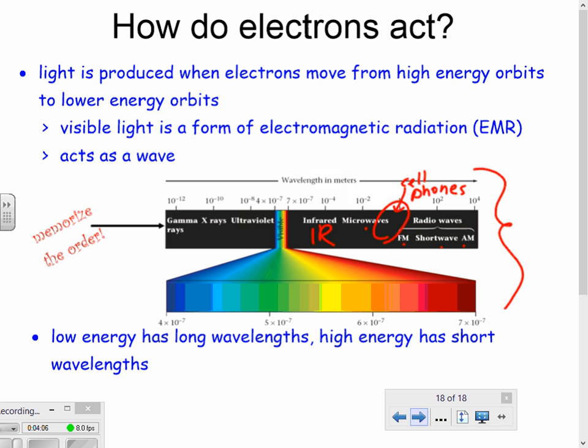Then comes this little tiny section that is your visible light. This is what we can see. I always remember that infrared starts with your red color. That's where the red spectrum is. So red, orange, yellow. Let's move yellow over a little bit.